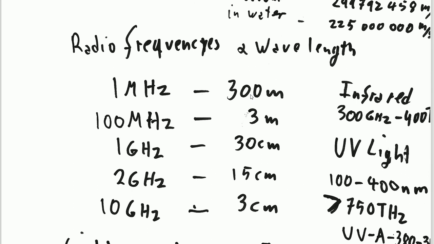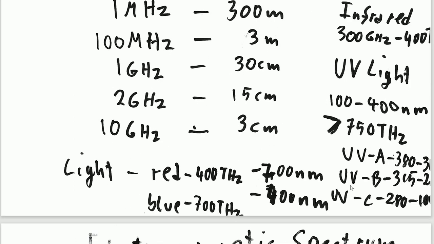Okay, we have got infrared. Infrared goes from 300 gigahertz to about 400, and it's cut off on the scanner, 400 terahertz. UV light goes from 100 to 400 nanometers, and it's over and above 750 terahertz. And then we've got UVA and UVB, and we've got the wavelength here. So 380 nanometers, 350 nanometers, 280 to 100 nanometers.